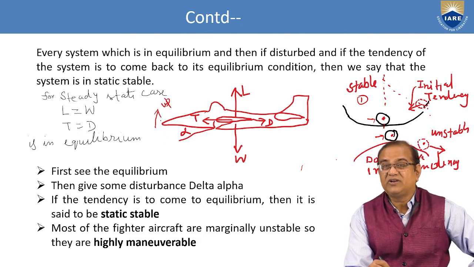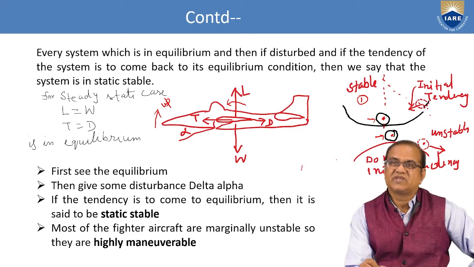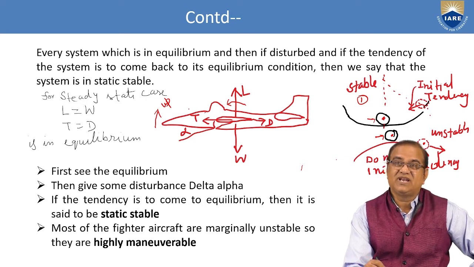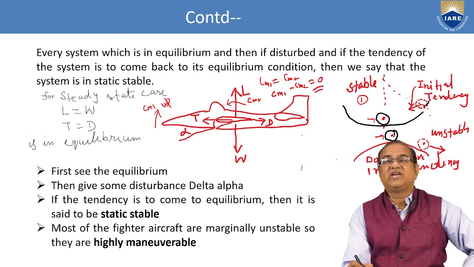Okay, so it goes nose up, but due to the increase in lift, it will generate a moment. This will counter it. I am writing the CM1 and this will generate CM2. So CM1 will be CM2, or the net moment will be 0. So it is now in equilibrium.